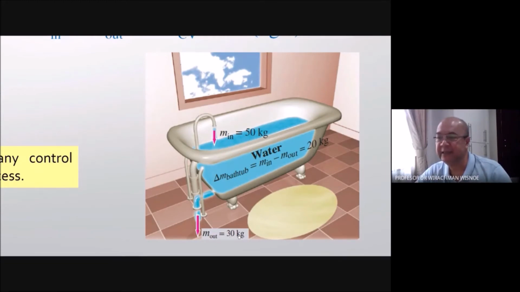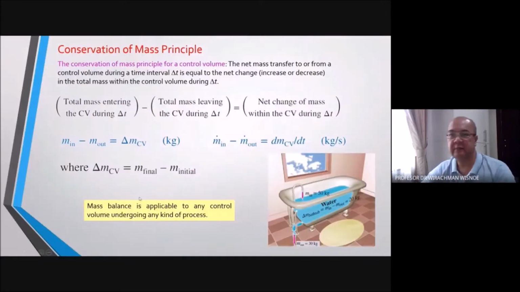For example, in this case, 30 plus 20 is 50. In the case of the classroom, we have 3 plus 7 inside equal to 10 coming inside. So that's what we call conservation. The sum will be constant. For the conservation of mass, the increase of mass in the control volume is equal to the mass coming in minus mass going out for a certain period of time, delta t. Or this one, mass in minus mass out equal to delta mass in the control volume. And this is observed for a limited period of time, delta t.